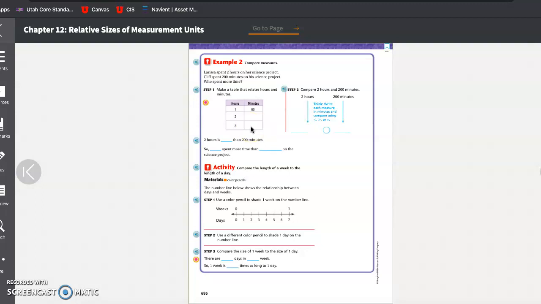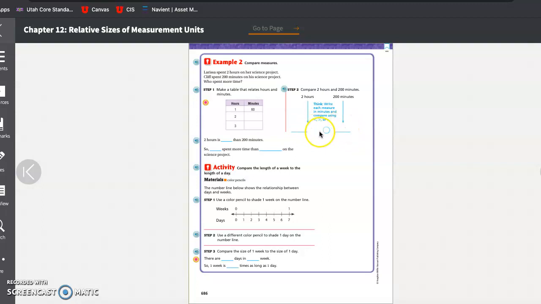So comparing hours to minutes, fill that out. Then compare 2 hours and 200 minutes. So if we have 2 hours right here and we have 200 minutes right here, based on your chart, what's more? Well, we filled out our chart saying 60, 120, and 180. So we know that 3 hours is 180 minutes. So therefore, 2 hours is definitely less than 200 minutes.